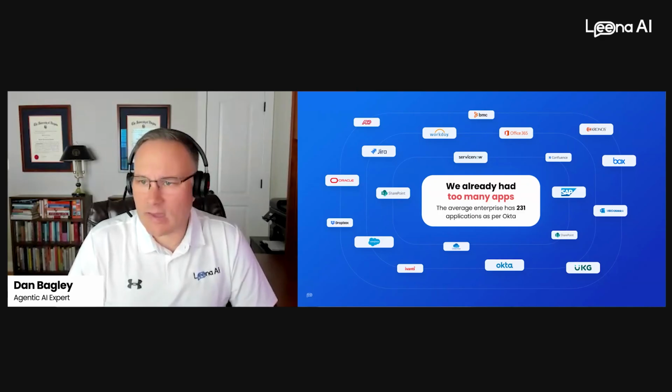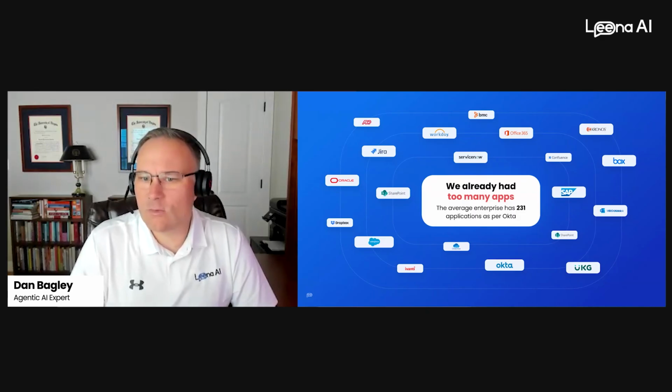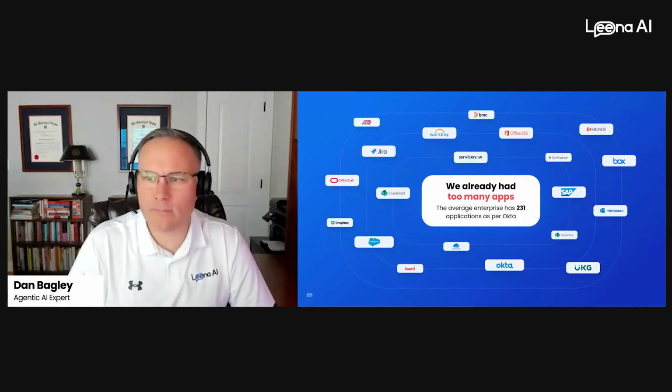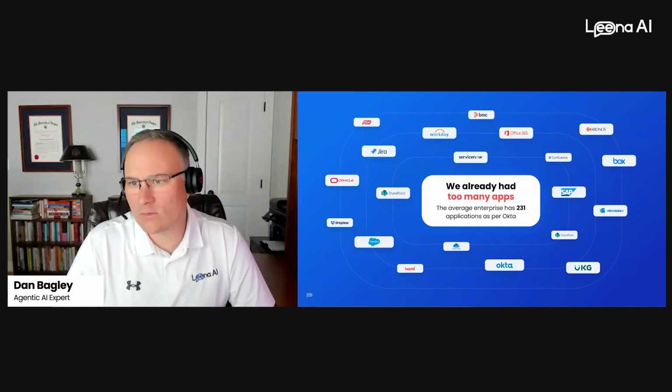So I think if you look at the enterprise landscape, there was a study that Okta put out that said that the average employee has 231 applications, and Okta would know since they tend to authenticate those applications. So it's a hugely overwhelming concern if I'm an employee. Where do I go to do this?